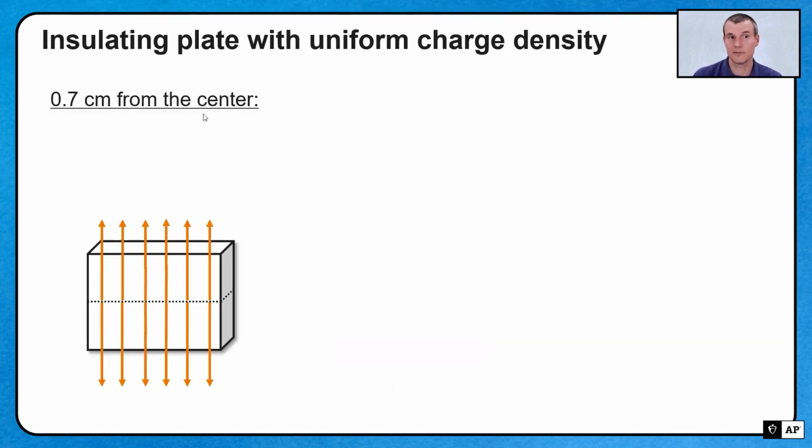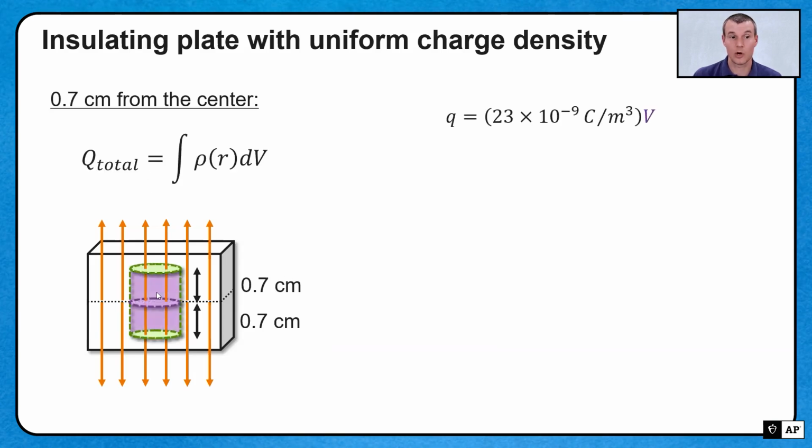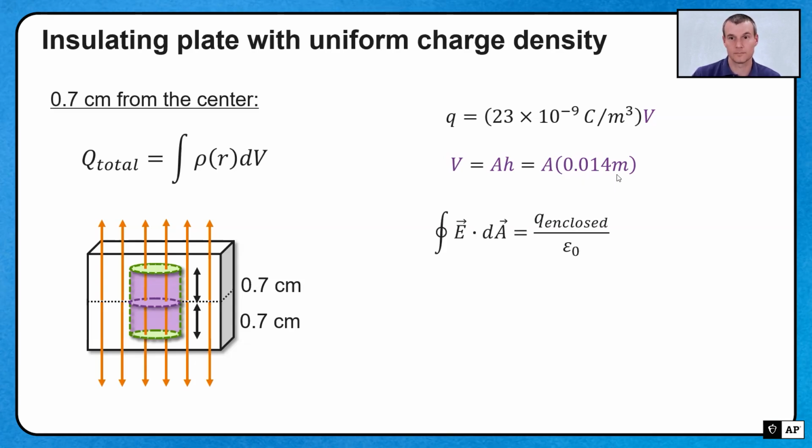So when we solve for 0.7 centimeters from the center, we're going to be inside of this block. We're looking at our total charge, which is going to be enclosed inside that area there. So it's my total charge, Q, which is my volumetric charge density times that total volume. What's that volume going to be? It's going to be my area of the base times the height, where the total height of that surface is going to be 0.7 plus 0.7 to give us 1.4 centimeters total. And that's what gives us here this 0.014 meters.